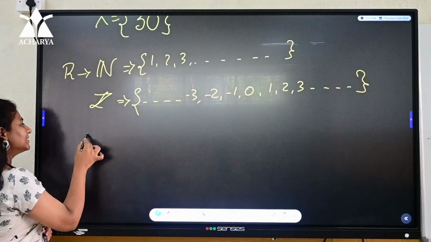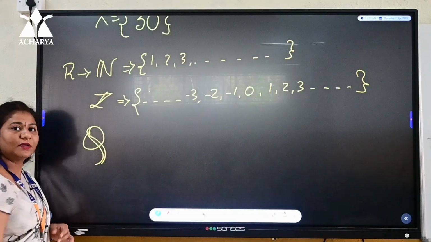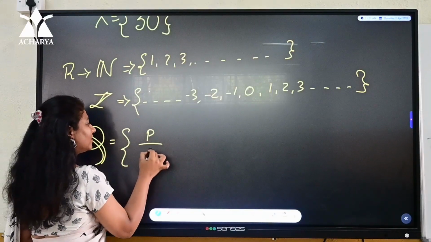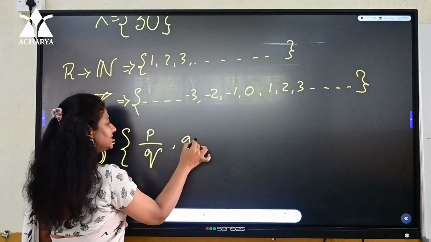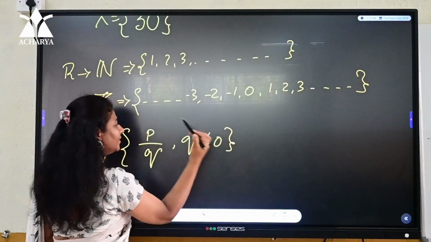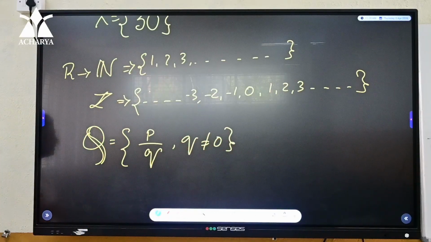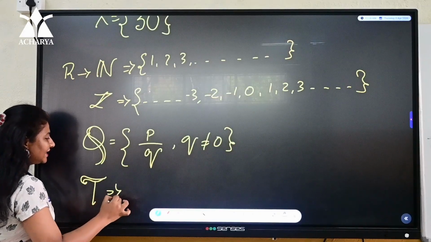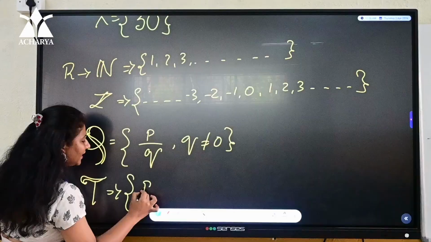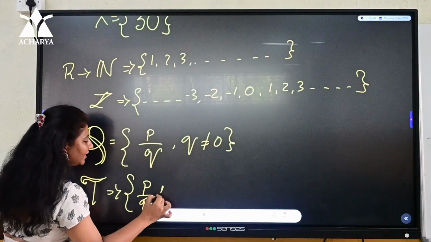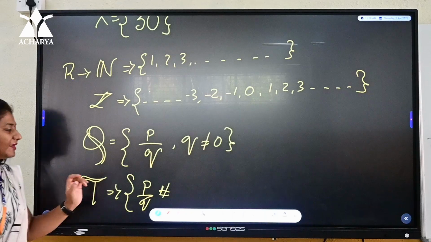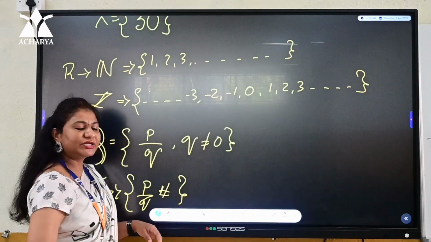Next are rational numbers. What is the condition for rational numbers? They should be in the form p by q, such that q should not be equal to 0. Right. So what do irrational numbers say? An irrational number should not be in the p by q form. It should not satisfy the p by q form. Then only we can call it an irrational number.